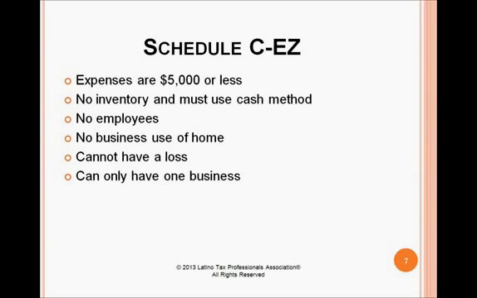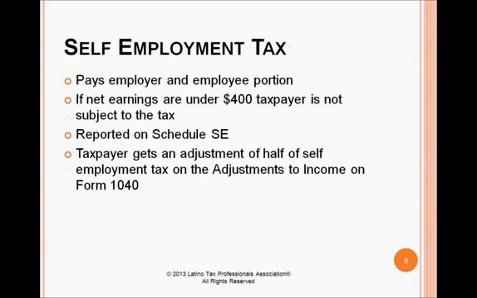Schedule C-EZ is, in most cases, certainly a smaller form, and most tax preparers charge a smaller amount of money. But it's limited. Expenses must be $5,000 or less. You don't have to detail out the expenses, but it's always good to keep accurate records of detailed expenses. There is no inventory involved, and you must use the cash method. You have no employees. There's no business use of your home. You cannot have a loss, and you can only have one business. Otherwise, it is a Schedule C.